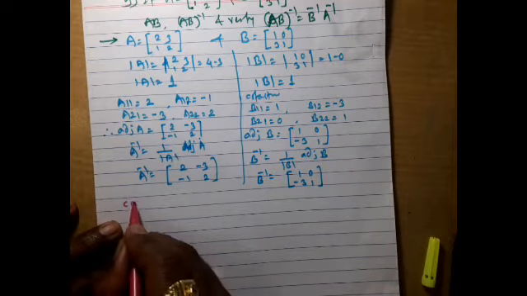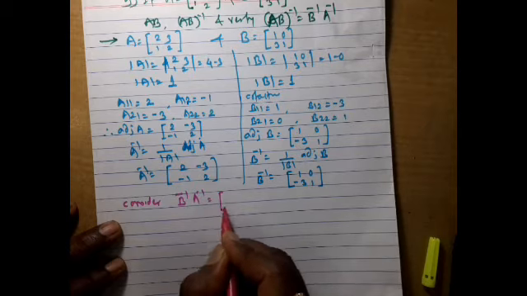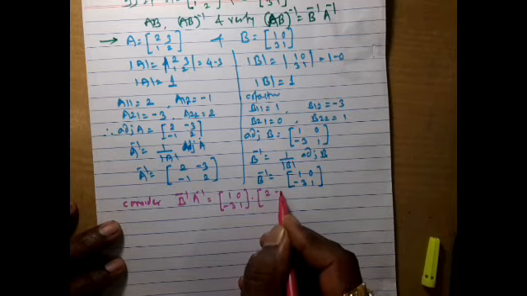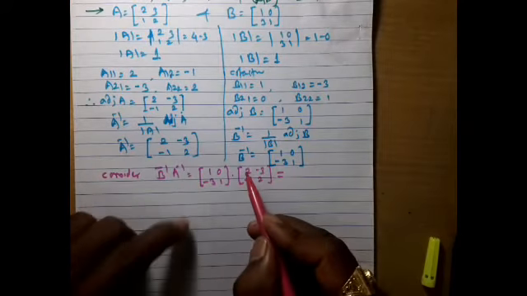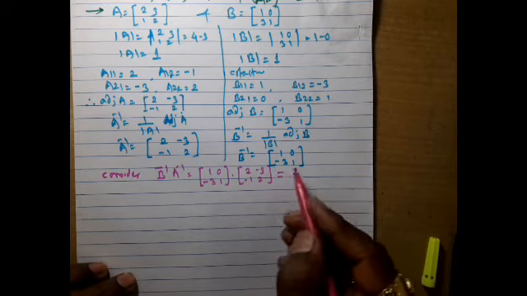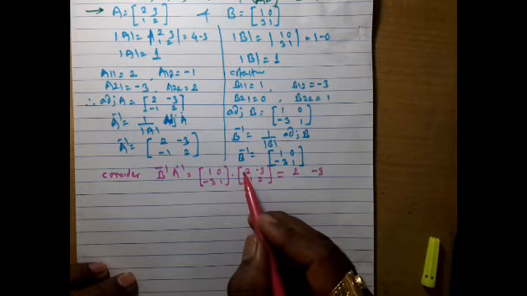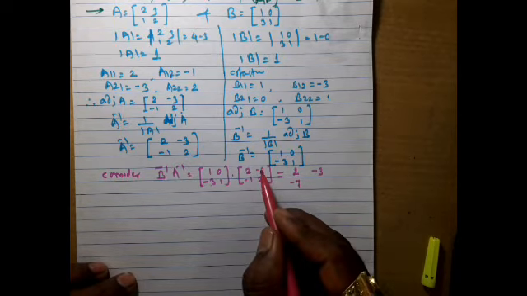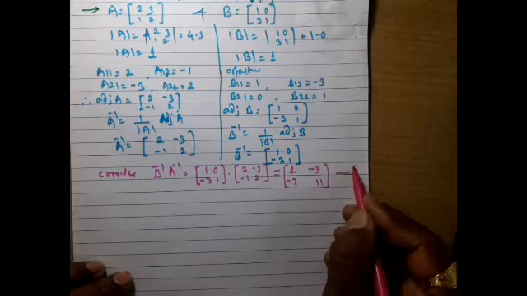Now consider B inverse into A inverse. That is [1, 0; minus 3, 1] into [2, minus 3; minus 1, 2]. And this is equal to 1 into 2, 2 plus 0 into minus 1 is 0. 1 into minus 3, that is minus 3. Minus 3 into 2, minus 6, minus 1, that is minus 7. Minus 9, plus 3, 3 9 plus 2, 11. This is equation number 1.